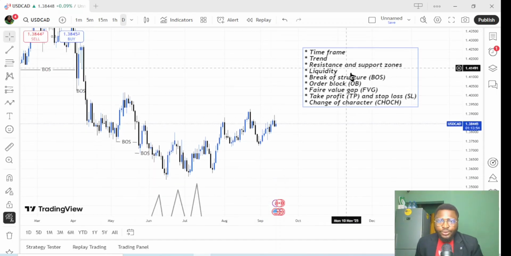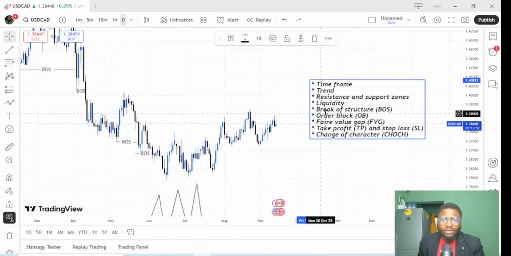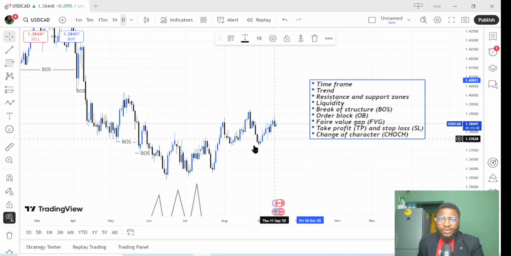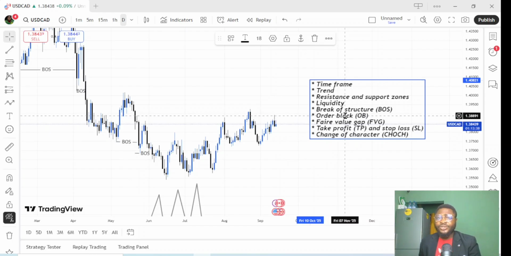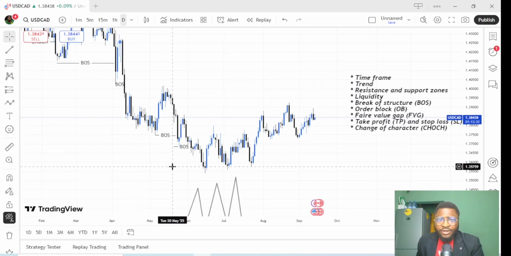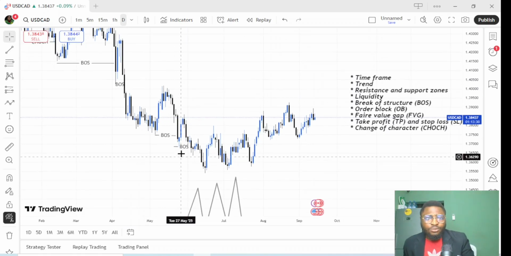Good. Back to the day time frame. After this we have what we call break of structure. I will show you what break of structure is all about when I'm taking trade entries, but let me just elaborate on that a little bit more.